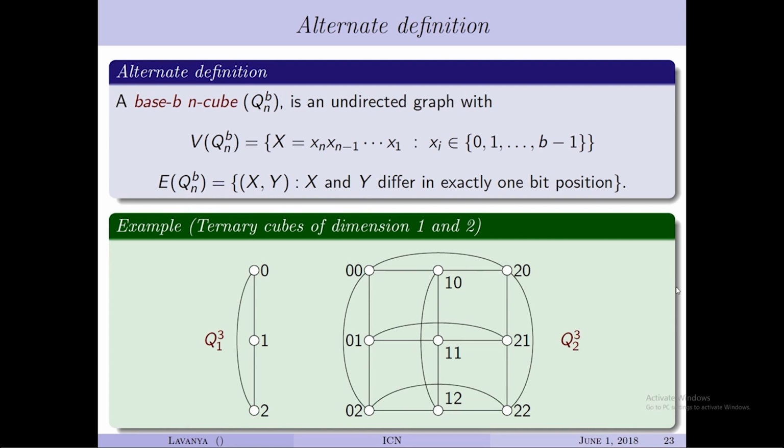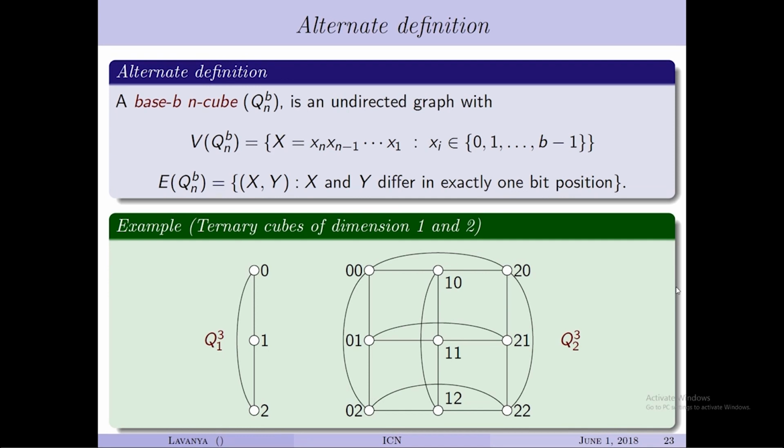Say for example, when I go for ternary cubes, when b is equal to 3, I go for the labels 0, 1 and 2. So, this is Q1 3, the base case, a triangle K3, right. And if I try to extend this, this is going to be my torus Q1 3 cross Q1 3, or you can just see the labels how it goes. 0 0 is adjacent to 2 0 because they differ in exactly 1 bit position, right. So, this is another direction of study.